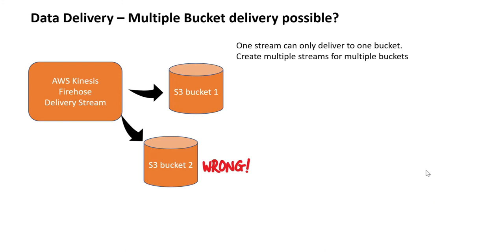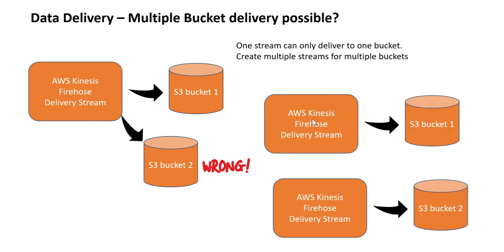And just a fact check. Can you send data to multiple buckets in one stream, sending to two buckets? No, not possible. Bucket 2 is wrong. One stream cannot send to multiple targets. You can only send to one target. So what needs to be done? You create two streams like this, so that this stream can write to bucket 1 and this stream to write to bucket 2.